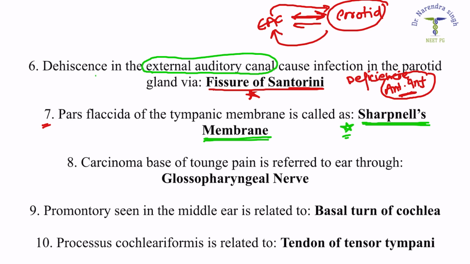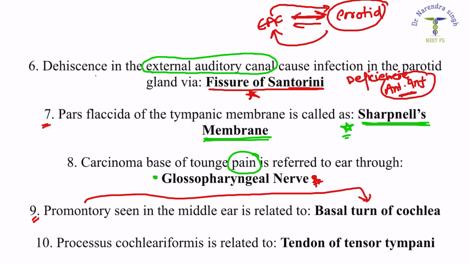Carcinoma base of tongue is referred to ear. That is, in carcinoma base of tongue, pain is referred to the ear through which nerve? This is a case of referred otalgia, and the nerve responsible here is the glossopharyngeal nerve. Which nerve? Glossopharyngeal nerve. Question number 9 says that the promontory which is seen in the middle ear is formed by the basal turn of the cochlea. Which turn? In our case, this is the basal turn of the cochlea.